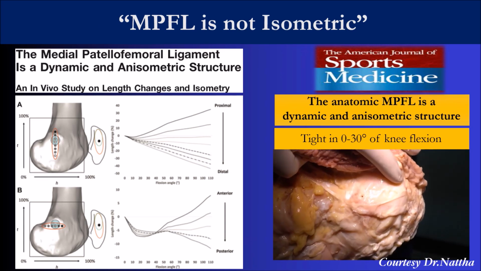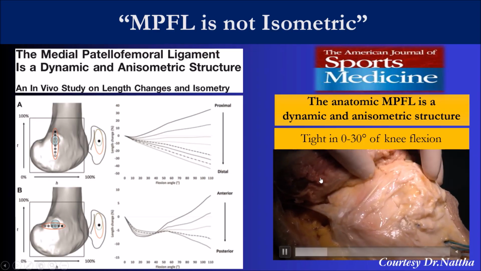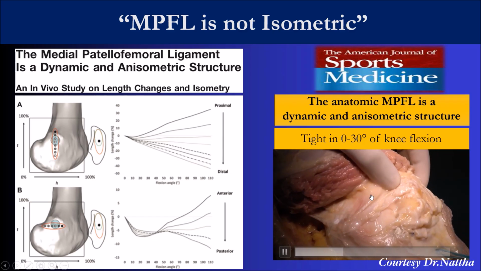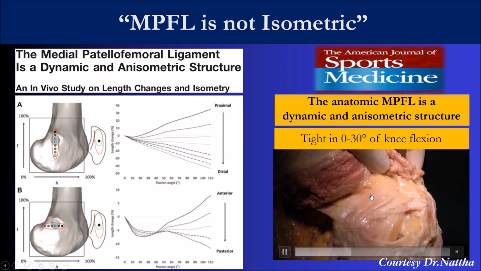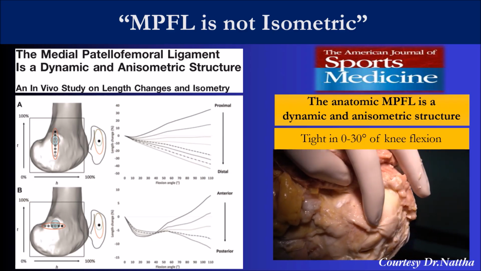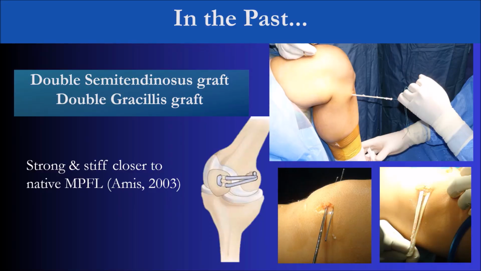Now we're talking about soft tissue. MPFL is not isometric. It's tight when extending, at 0 to 30 degrees. This is the function of the MPFL. But when you bend the knee, it becomes loose. So the MPFL is not isometric. Okay, so tight in extension and loose in flexion.